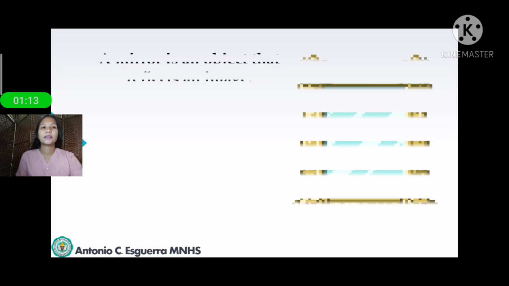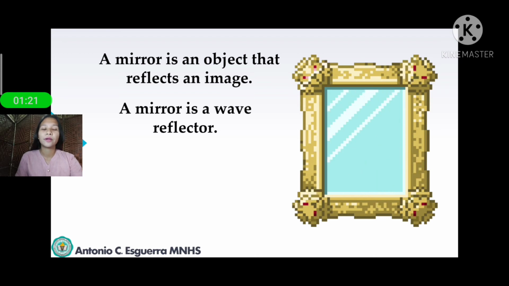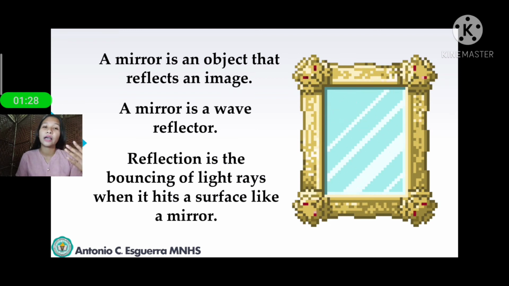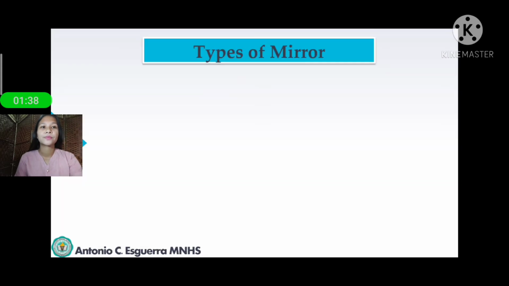Now, let's talk about mirrors. A mirror is an object that reflects an image. A mirror is a wave reflector, and its function uses reflection. It's the bouncing of light rays when they hit a surface like a mirror.